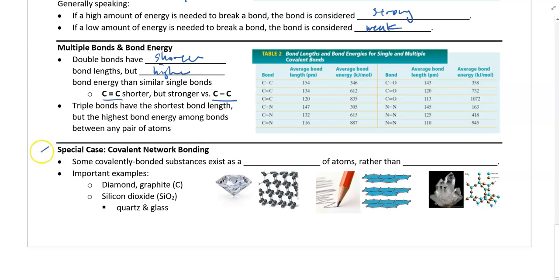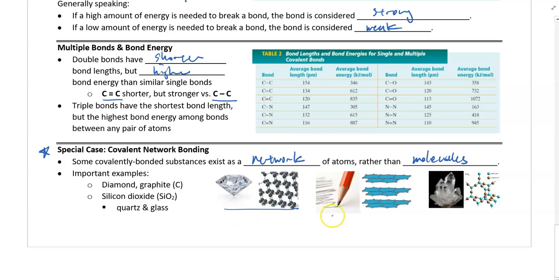Finally, let's talk about this special case about something called covalent network bonding. These covalent network bonds are their own special category because instead of being little molecules, like we saw with sucrose or even water, some covalently bonded substances exist as a network of atoms rather than as molecules. A couple of important examples here are diamond and graphite.